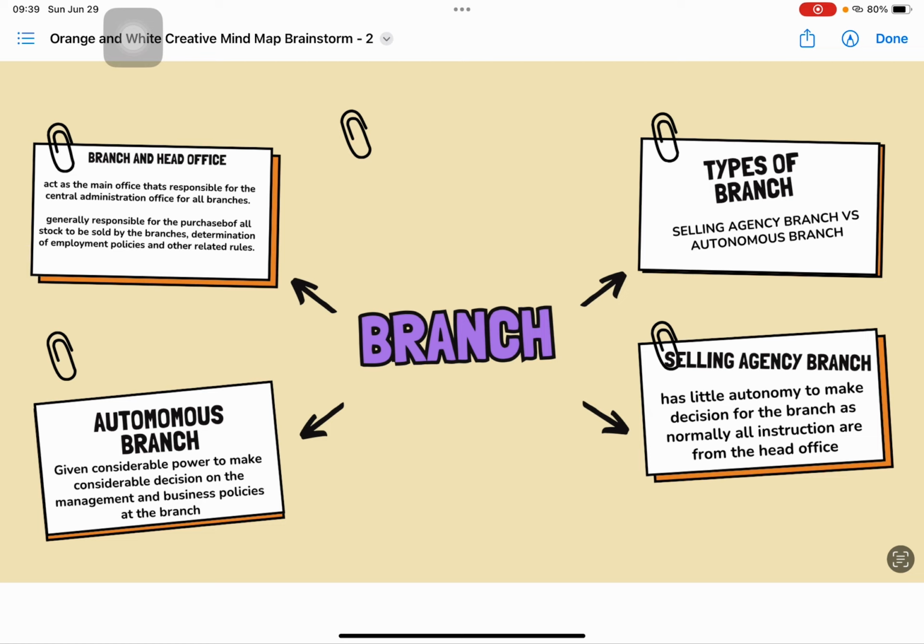The branch outlet may also have some local control over its activities, such as hiring of new workers and designing of product marketing. And lastly, the autonomous branch maintains its own accounting records. But a selling agency branch has little autonomy to make decisions for the branch, as normally all instructions are from the head office. And the autonomous branch is given considerable power to make decisions on the management and business policy at the branch.